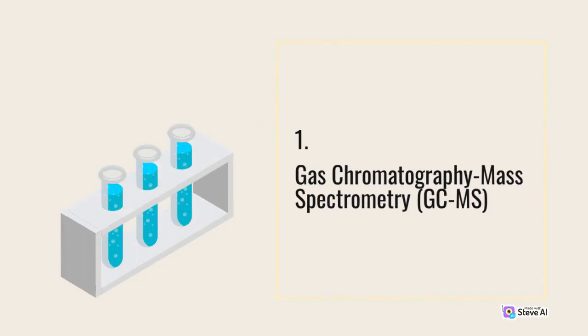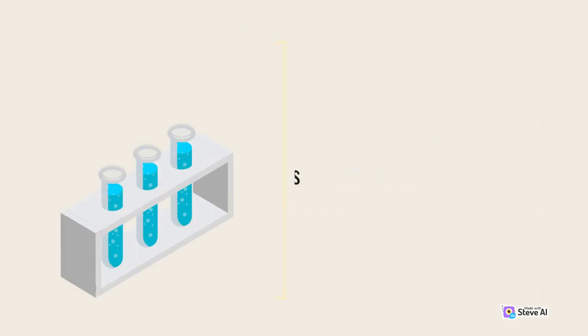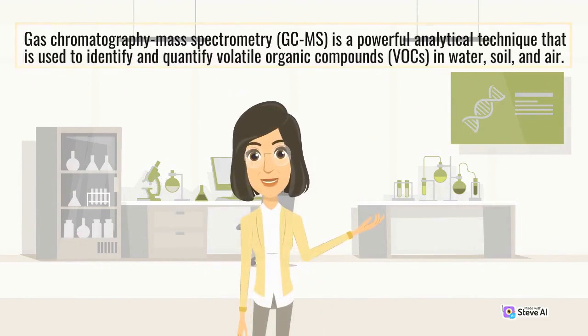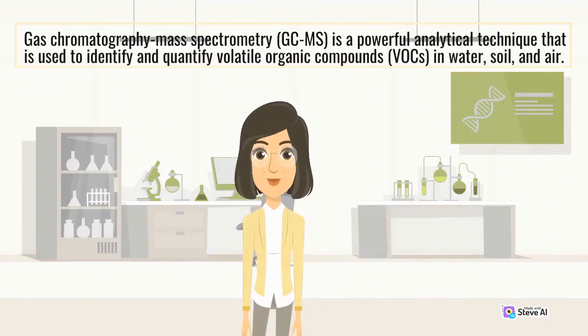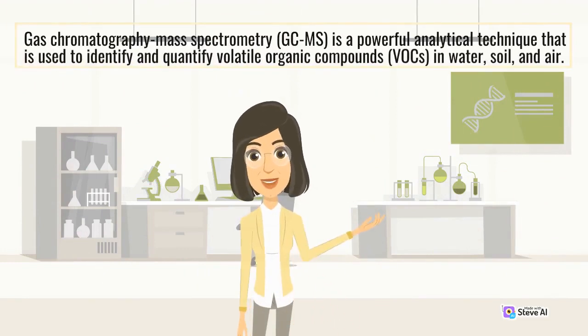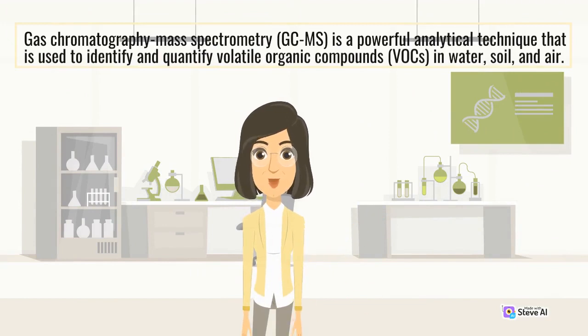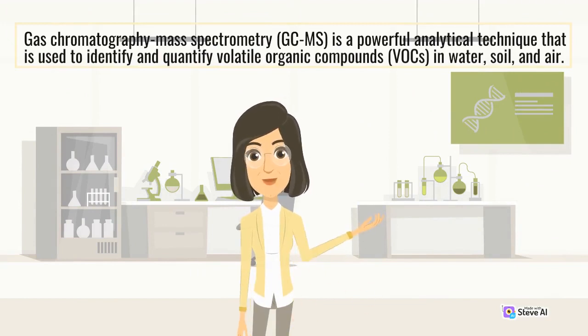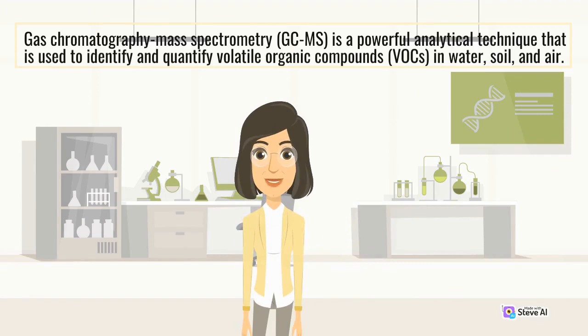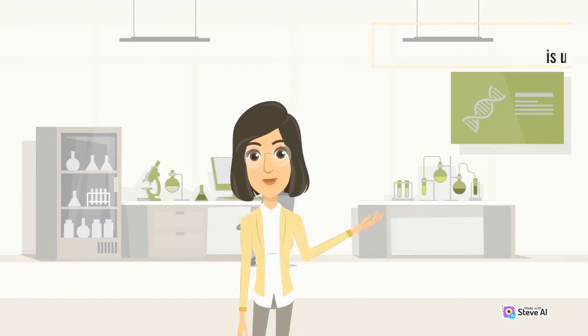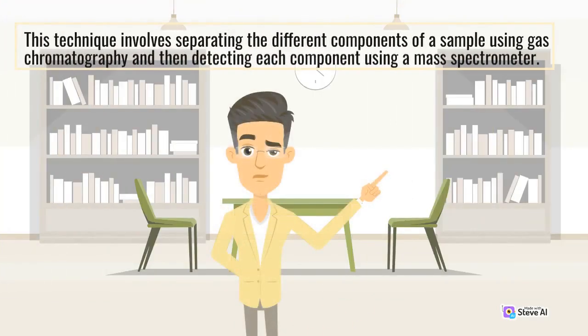1. Gas chromatography mass spectrometry, GCMS. Gas chromatography mass spectrometry, GCMS, is a powerful analytical technique that is used to identify and quantify volatile organic compounds, VOCs, in water, soil, and air. This technique involves separating the different components of a sample using gas chromatography and then detecting each component using a mass spectrometer.